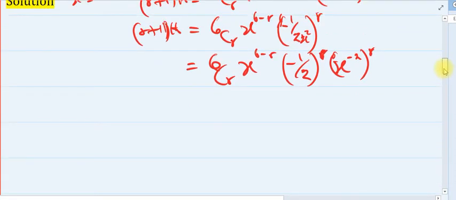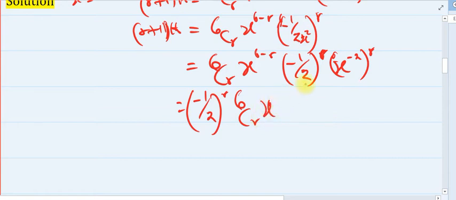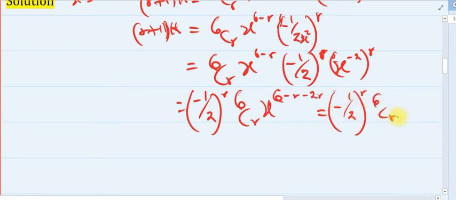Let's simplify. Here, we can bring this one forward, (-1/2)^r. Maybe we need to get the value of r. 6 combination r, x. Here, x is here, x is here. Remember, that's if you multiply. So what we have in here is 6 minus r minus 2r, using laws of indices, which is (-1/2)^r, 6 combination r, x raised to power 6 minus 3r.